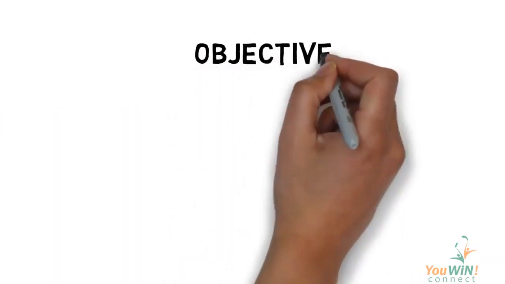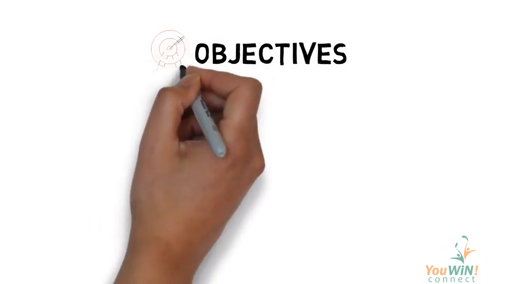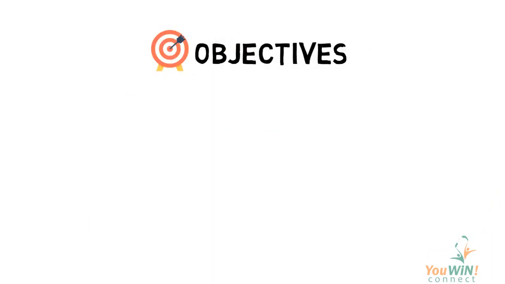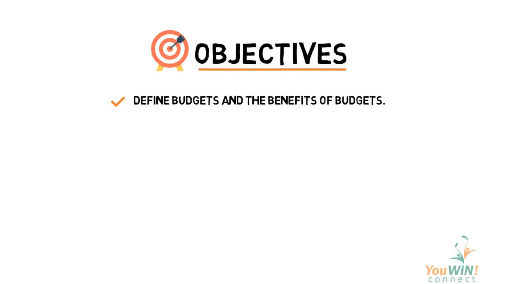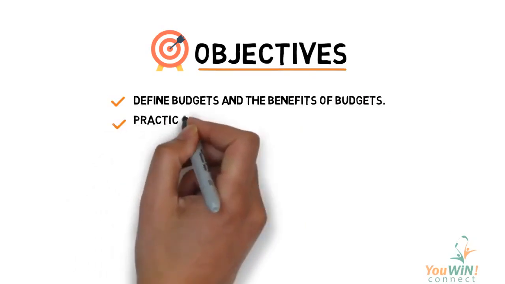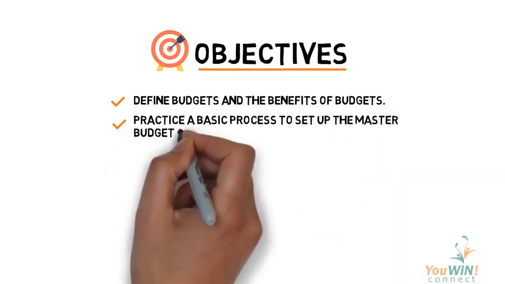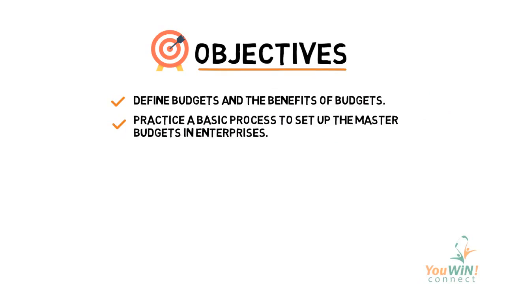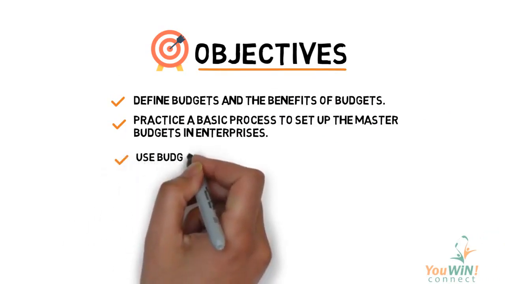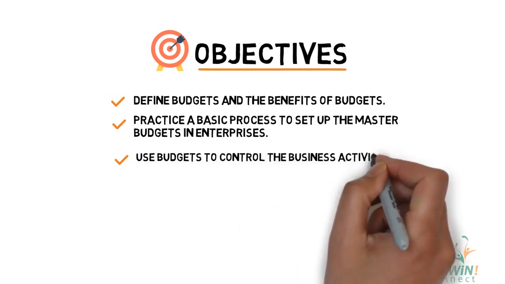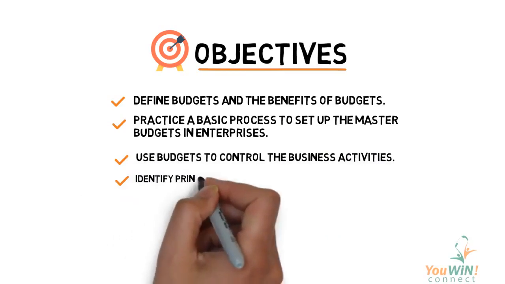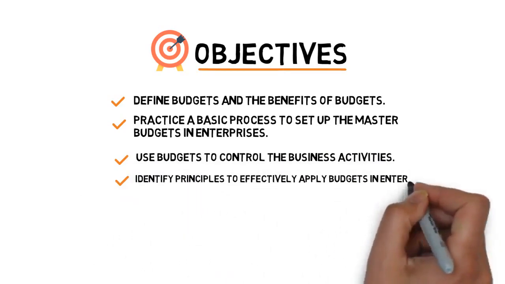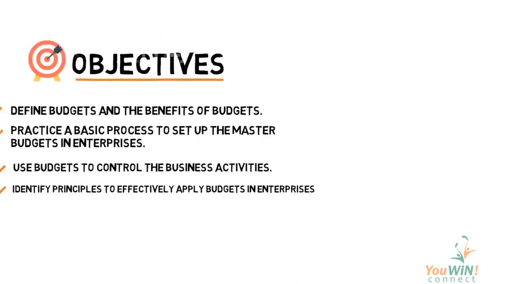The objectives of this section include the following. By the time you are done with this section, you will be able to define what a budget is and the benefits of preparing and using a budget. You will be able to practice a basic process of setting up a master budget. You will understand better how to use budgets to control your business activities, and lastly, help you identify principles to effectively apply budgets in enterprises.